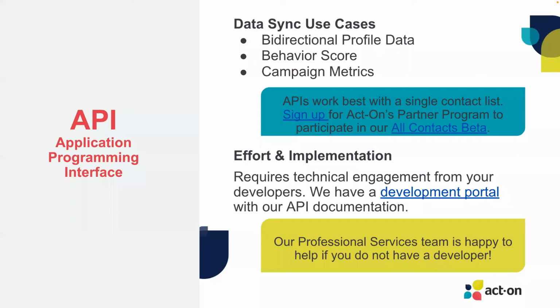If you use marketing lists today and are interested to see if you qualify for Acton's next-gen contact management called Acton Contacts, please sign up for our beta program. Before I dive into an example, I want to note that API implementations do require engagement from developers. We have a development portal with resources you can share with your team, and we are always happy to help you identify use cases. If you do not have a developer, you can also engage with our professional services team. Contact your account manager for more details.